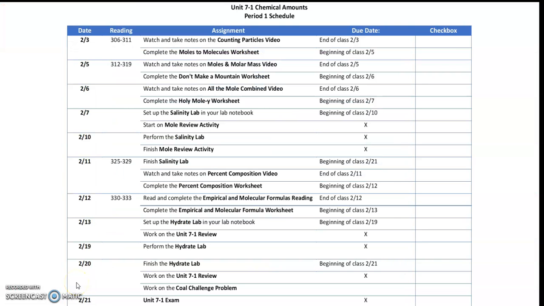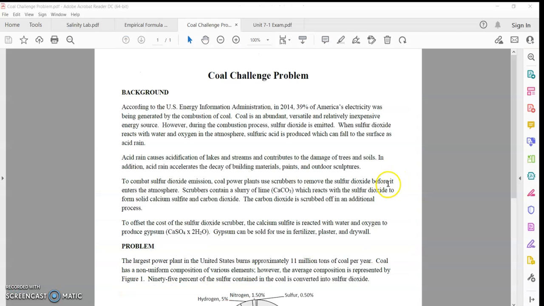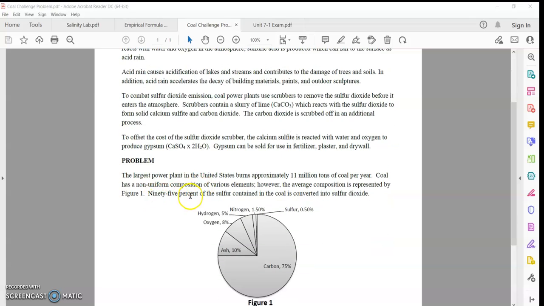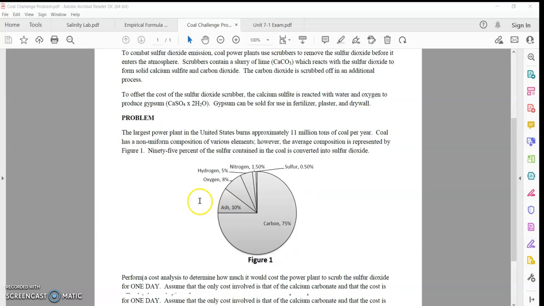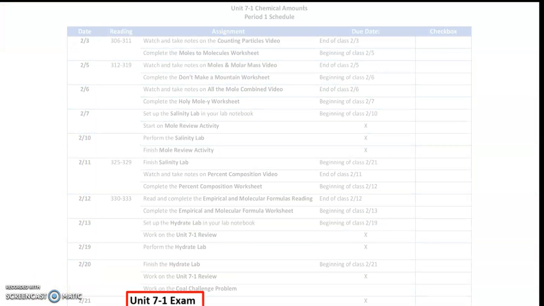Towards the end of the unit, I like to give the students a challenge problem. A challenge problem usually involves real-world applications and incorporates information that the students learned in multiple units. In this challenge problem, students need to recall how to write chemical formulas, how to write and balance chemical equations, what a percent composition is, and how to perform dimensional analysis in order to calculate the cost associated with running a coal power plant. Lastly, we have the unit exam.